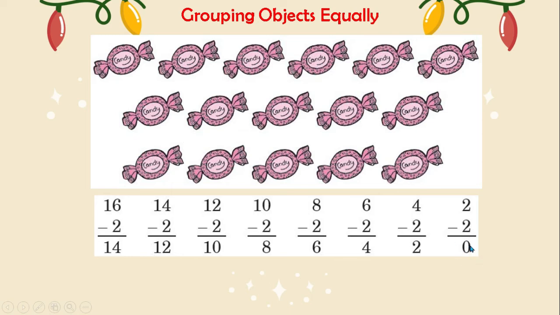Hanggang wala ng candies na natira. Now let's count the subtraction sentences. We have 1, 2, 3, 4, 5, 6, 7, 8. Which means that from 16, 2 can be subtracted 8 times, or we can split 16 into 8 groups of 2. Very good.